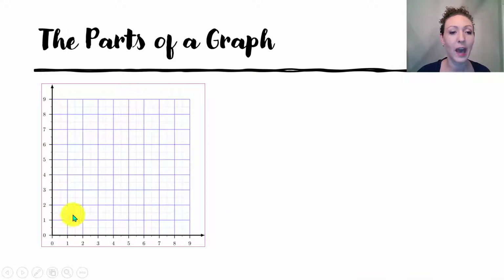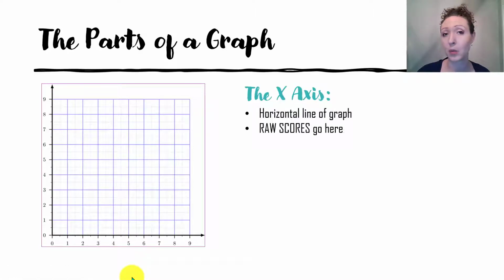Okay, so here we have a basic graph, and for any basic graph, we're going to have two parts. So the first part that we're going to talk about is the x-axis. The x-axis is the horizontal line of the graph. So this is where your raw scores are going to go. So if you're looking at exam scores, for instance, this is where that data is going to go.